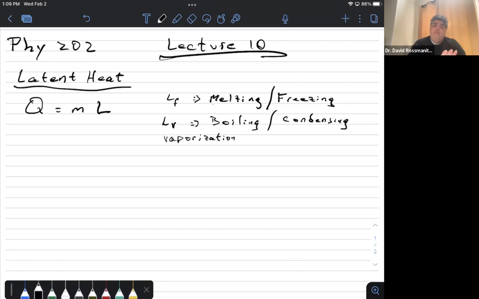But again, all these values on a homework problem or on a test problem, you'd be given these numbers, unless it's the thing you're actually trying to calculate in the problem. You don't have to memorize any of these numbers.